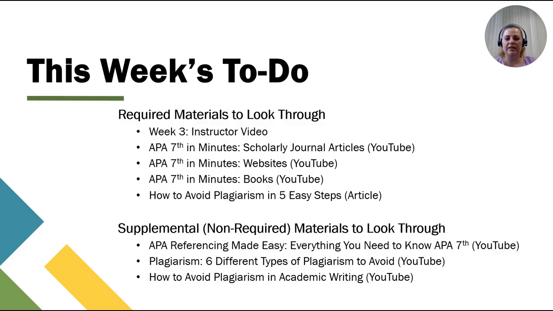So for this week, for our to-do list, we have our required materials: our week 3 instructor video, our APA 7th in minutes, which has 3 videos. Here we have our scholarly journals article, the websites and the books videos, as well as the how to avoid plagiarism in 5 easy steps article. We also have some supplemental materials. We have our APA Referencing Made Easy video, our plagiarism video looking at 6 different types of plagiarism to avoid, and how to avoid plagiarism in academic writing specifically.